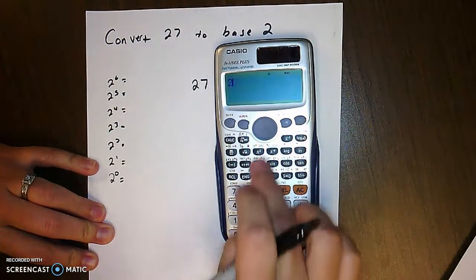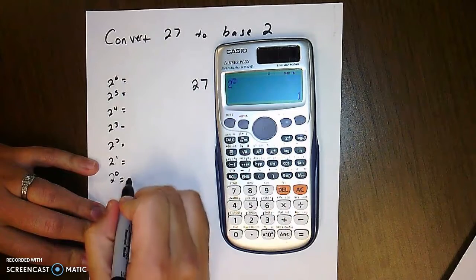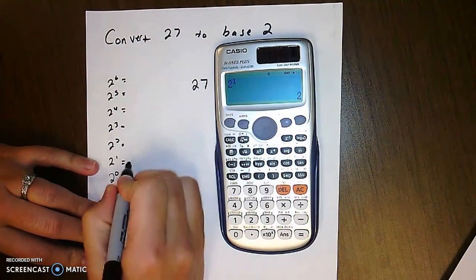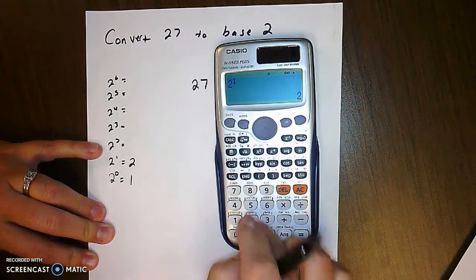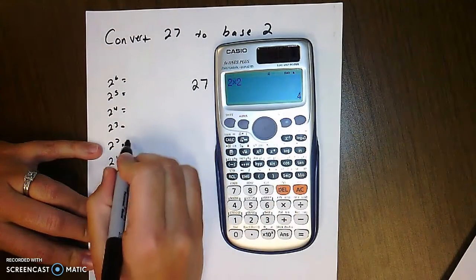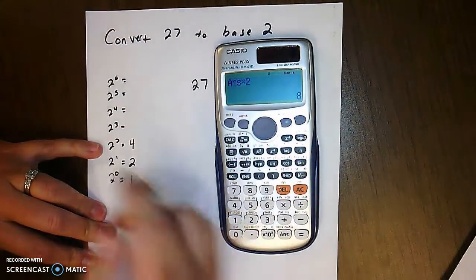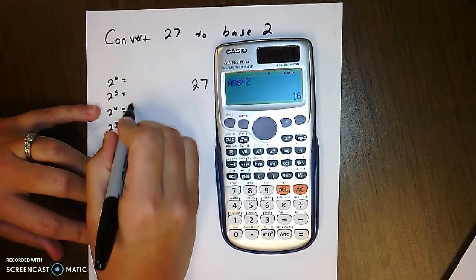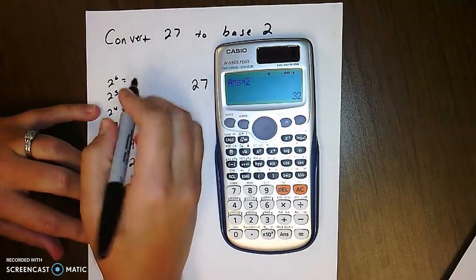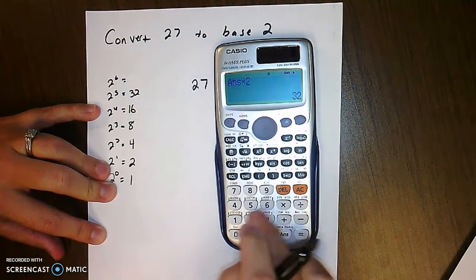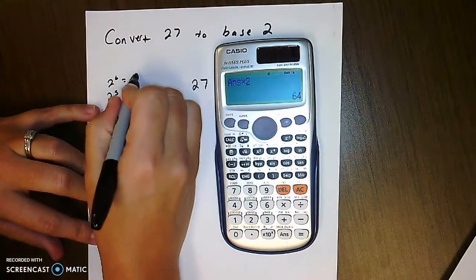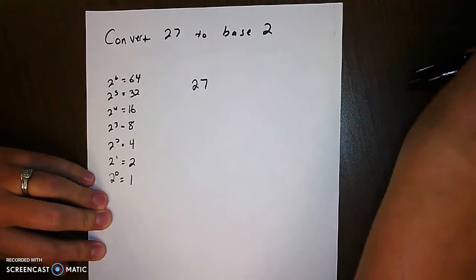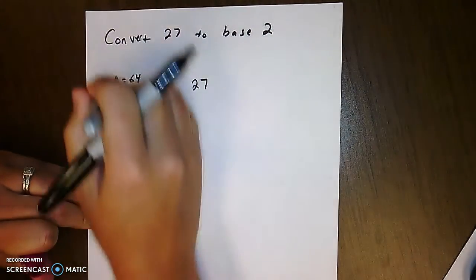2 to the 0 is always 1. Anything to the 0 power is 1. And then when you raise a number to the first power, it's always itself. We can do 2 times 2 and get 4. And I'm just going to keep multiplying by 2 here. So 2 to the third is 8. 2 to the fourth is 16. 2 to the fifth is 32. 2 to the sixth is 64. Okay, so I think that's big enough. Any of these that are actually bigger than your 27, we're not going to use those.